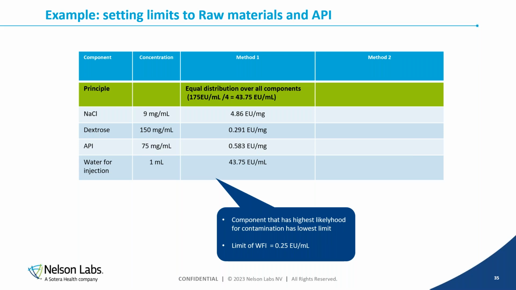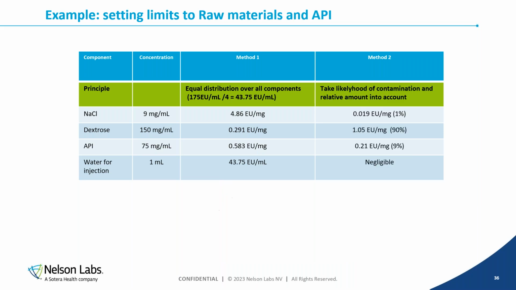And certainly also look at water for injection. If we would equally distribute over all components, we would have a limit of 43 EU per milliliter for water for injection. And of course, you all probably know the limit for water for injection, which is 0.25 EU per milliliter. So that sounds illogical.